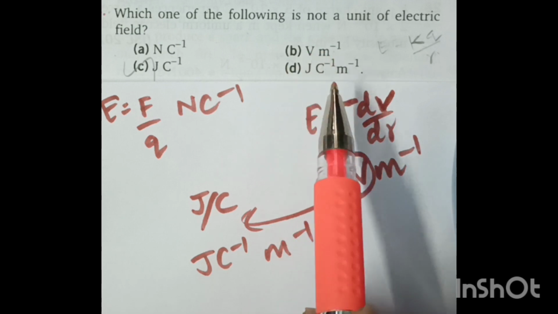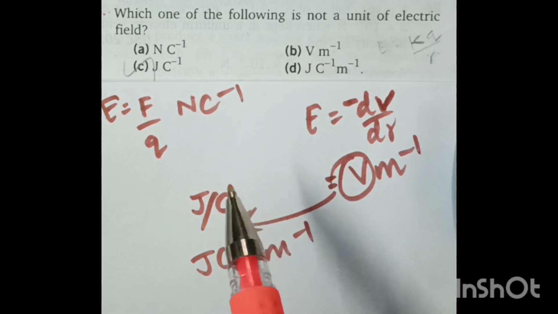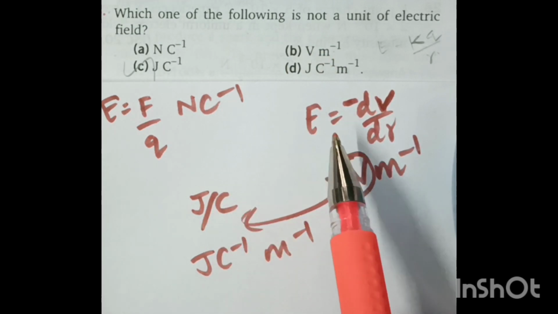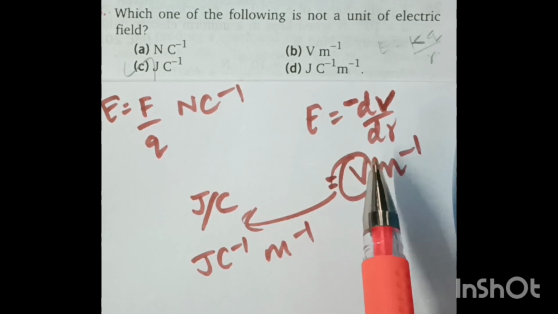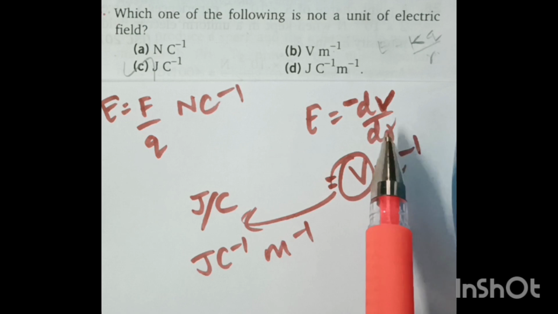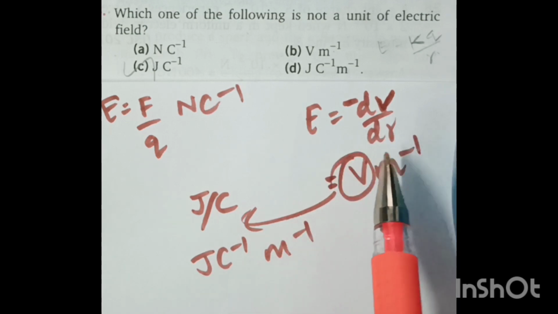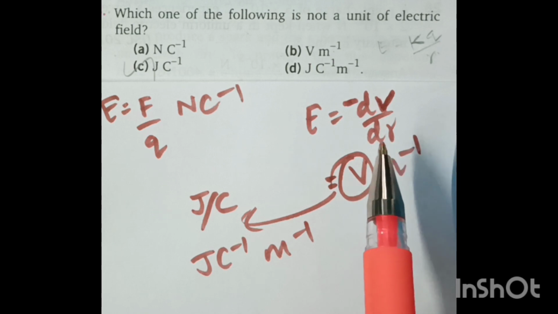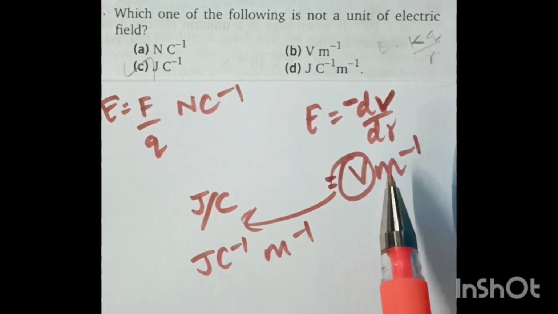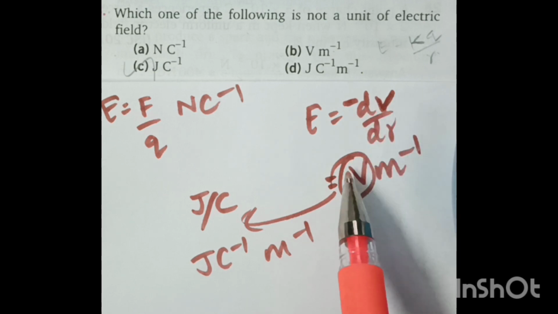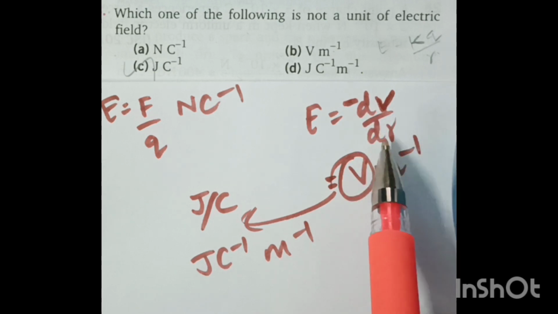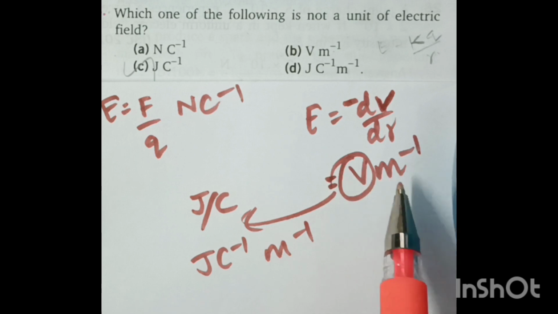And if we see B, it is volt per meter. We will see this formula when studying potential. E equals to minus dV by dr, where V is the potential drop and R is the distance. So there is a formula like this, and we will study it later. And what is the unit of voltage? It is volt. And what is the unit of distance? That is meter. So volt per meter.